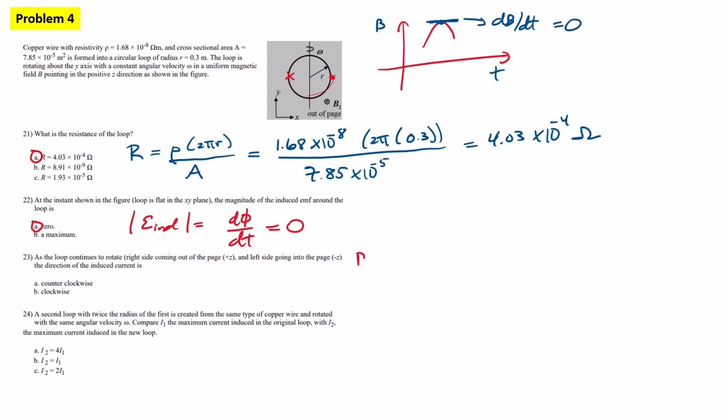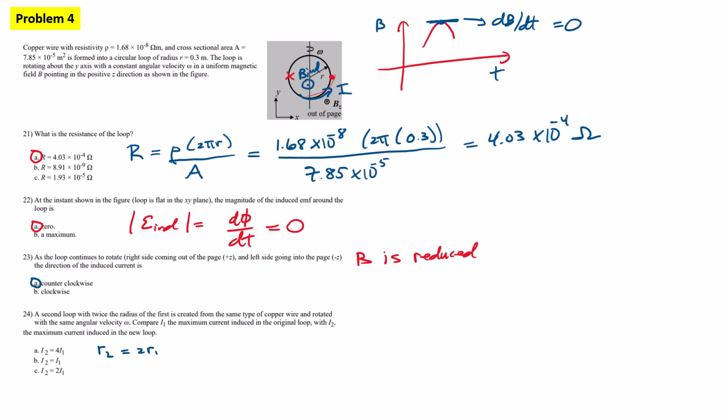The flux gets reduced, right? The flux is reduced. So what would oppose that change in flux? The opposite of a reduction would be, well, let's induce a magnetic field that also points out of the page. What kind of current would produce that? If I have a current going in that counterclockwise direction, that would work. So that's choice A.